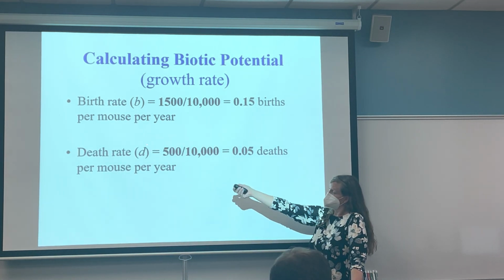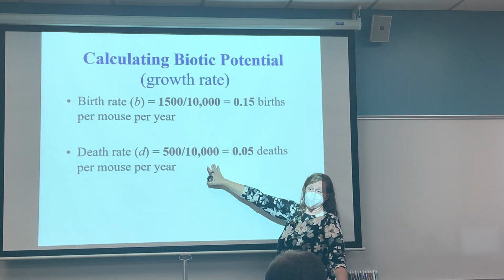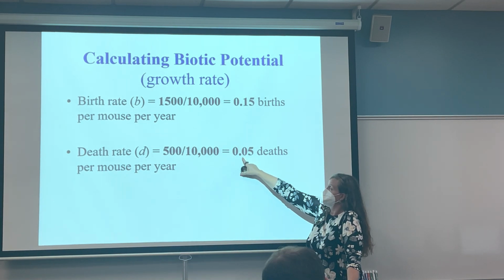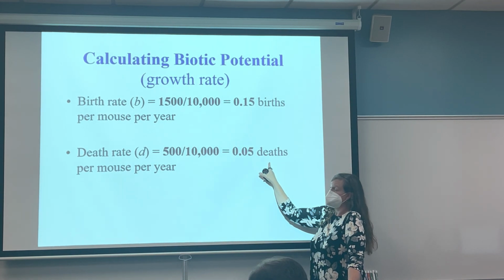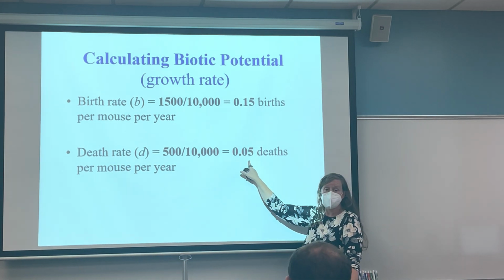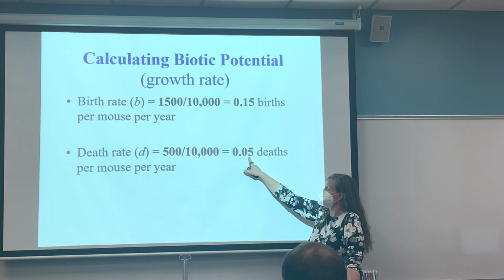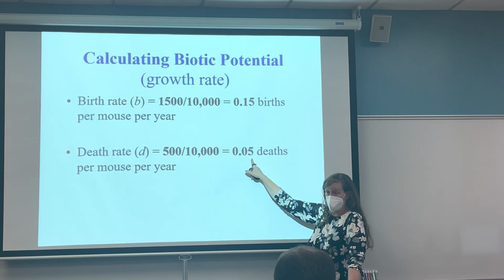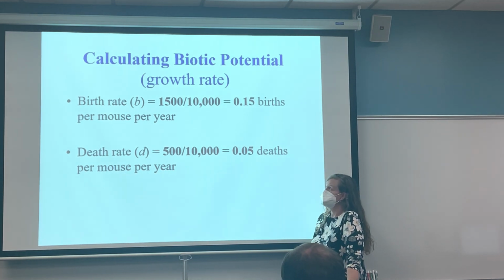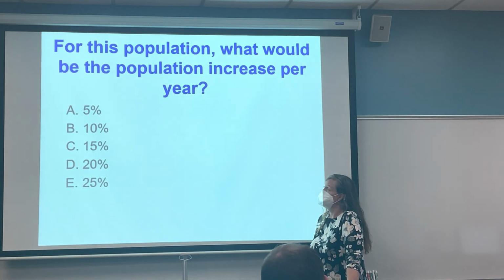The death rate, we said we had 500 deaths in that first year, 10,000 individuals in our population. We get 0.05 deaths per mouse per year. Again, we can multiply this by 100 to get a percentage. 100 times 0.05 gives us a 5% death rate per year. We still don't have r yet, though. We're going to calculate r.